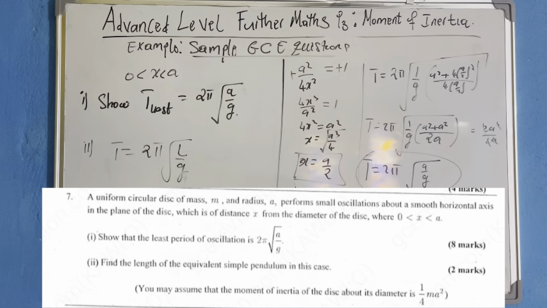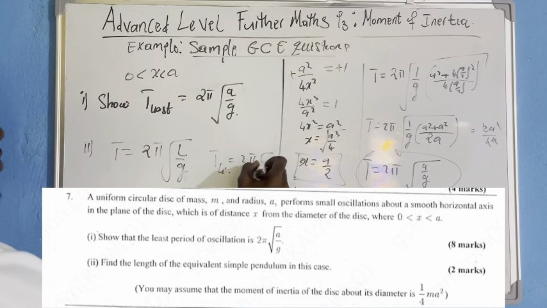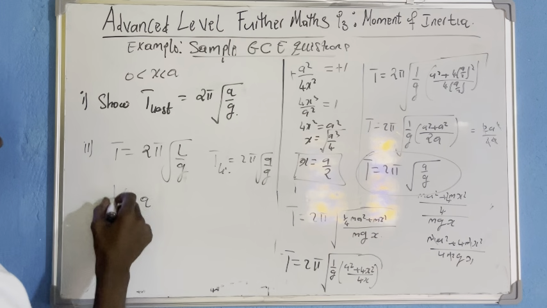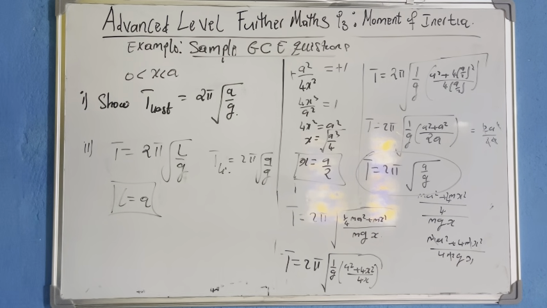Then, if I compare this with the least period, which is 2 pi square root of a on g, comparing the two, you see that the length of that simple pendulum should only take the value a. That is it. The length of the simple pendulum should be a. You have your 2 marks. So that is all about this question.